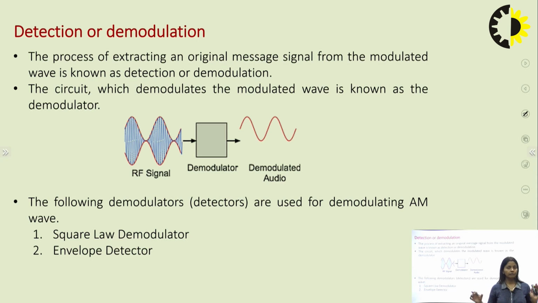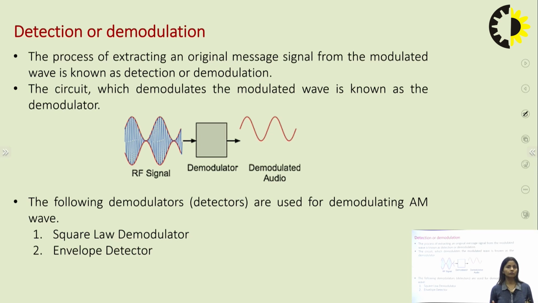So at the receiver point, the transmitter part is over now. You have generated the AM, you have transmitted the AM. The transmitted AM has been received by the receiver. Now we need to detect or demodulate. Demodulation means to extract the message signal from my amplitude modulated wave, which my antenna has recovered at the receiving point, okay.